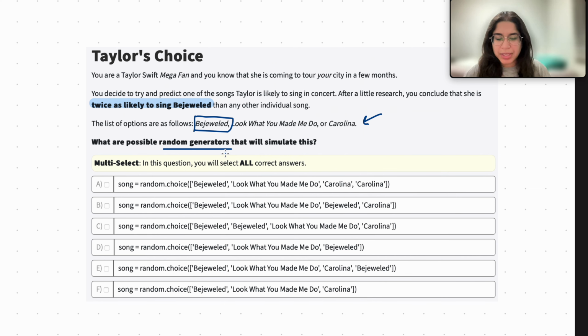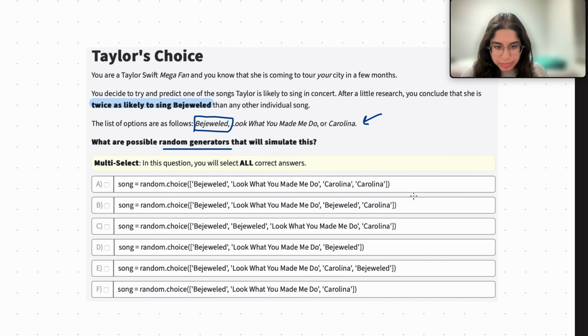For this to be a valid random generator, the entire sample space needs to be included. That means all 3 of these songs should be included in our random generator. If one of these isn't included, then that generator is most likely flawed, because it doesn't include one of the possible options. So any choices that don't include all of these songs, we know right away are incorrect, because that is not a valid random generator.